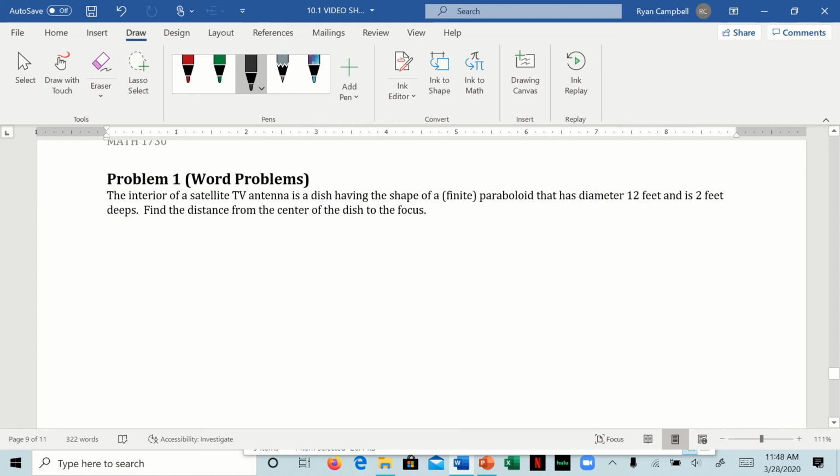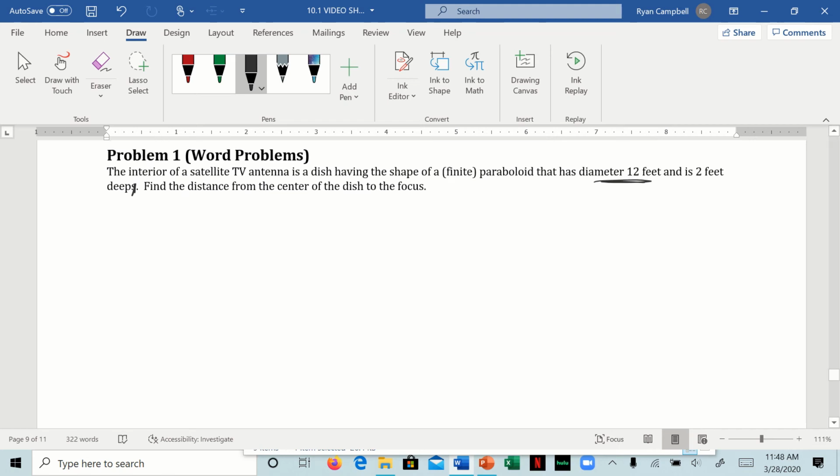So the interior of a satellite TV antenna is a dish having the shape of a finite paraboloid with a diameter of 12 feet and is 6 feet deep. Find the distance from the center to the focus. So the focus is going to be the same as always. Essentially that's typically where an antenna would be. It's going to be at the focus. So if you have a dish like this, right?